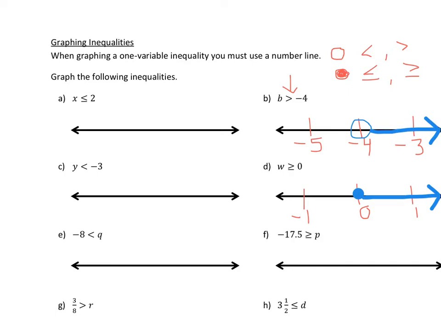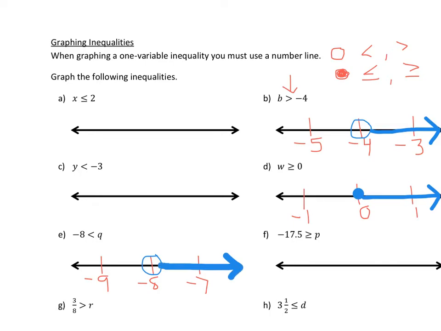Letter E, -8 less than Q. Draw your 3 lines. We have -8 in the middle, so -9 on the left, and -7 here. It would be an open circle on -8. My variable is now on the right side, and if you notice, the sign opens up to the Q, which means Q is the biggest number. So Q has to be bigger than -8. Because Q is larger, I'm going to shade to the right where larger numbers are.